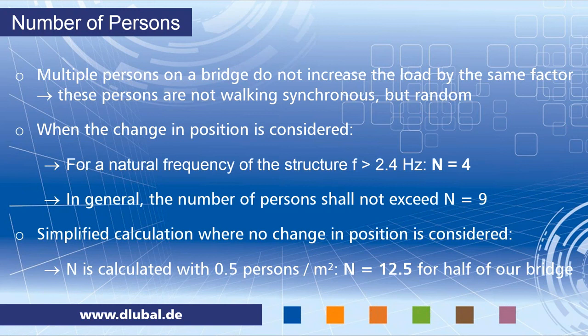When you do not consider the change in position, so when you simplify all the calculation, then you need to consider more persons. You should consider half a person per square meter, which would mean for our whole bridge that we have to consider 25 persons. But that's not realistic in our case, because our relevant mode shape, as we have just seen, is the second mode shape. So our critical load points are the quarter points, and that's why it's more realistic to consider only half of the bridge. So in the case where no change in position is considered, I would assume 12.5 persons being on the bridge. These are assumptions, not very well regulated in the standards.